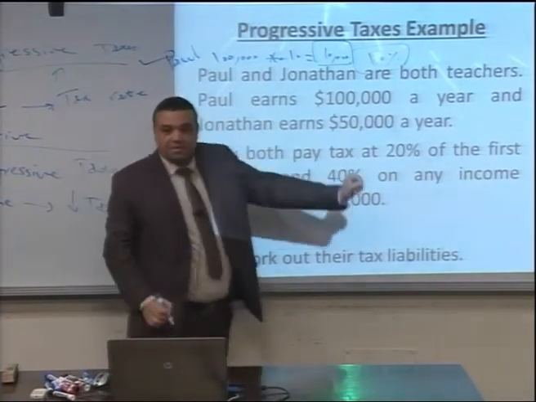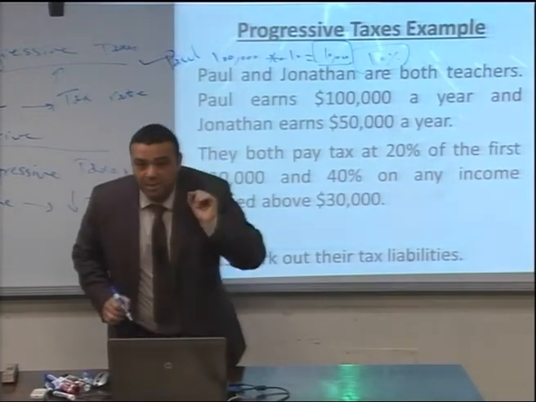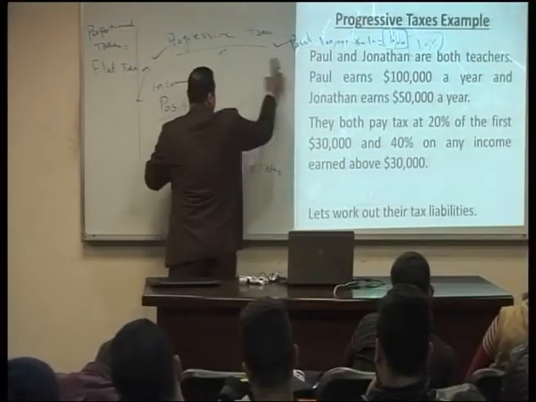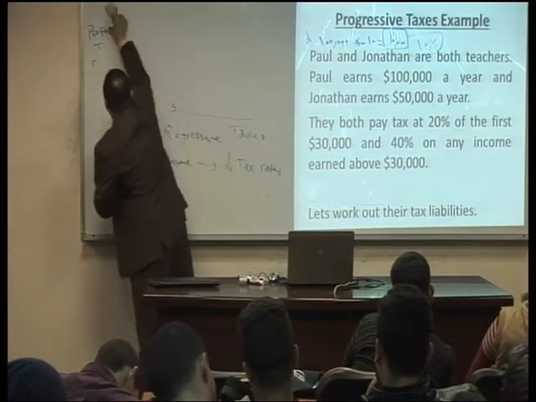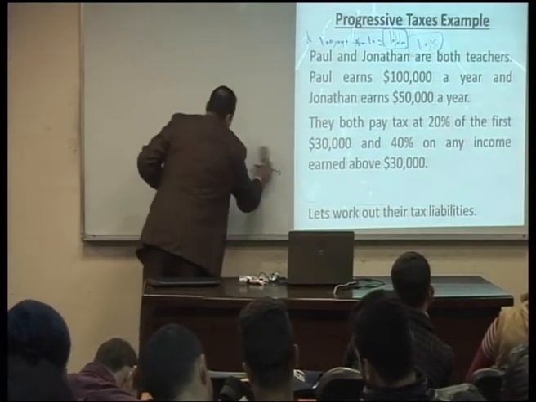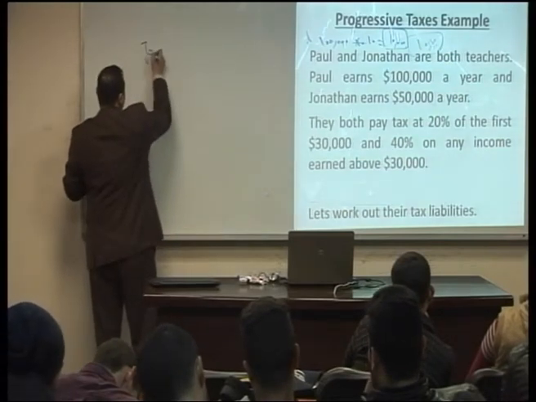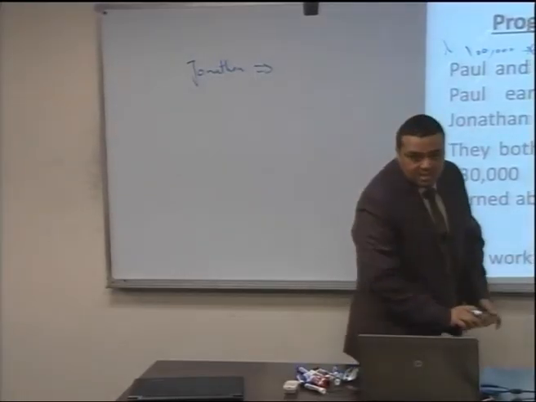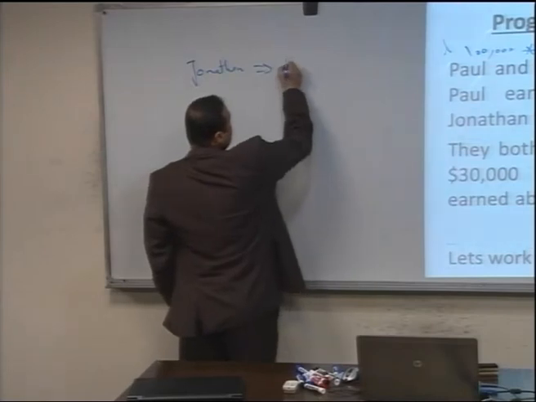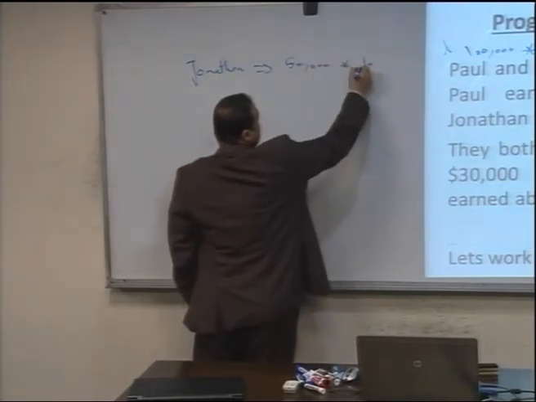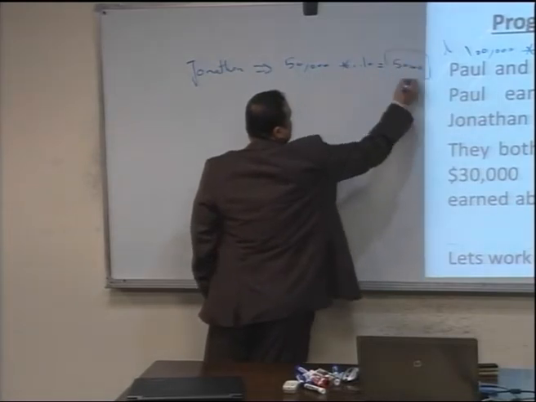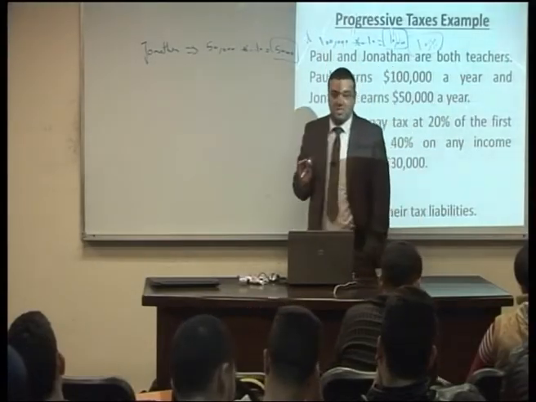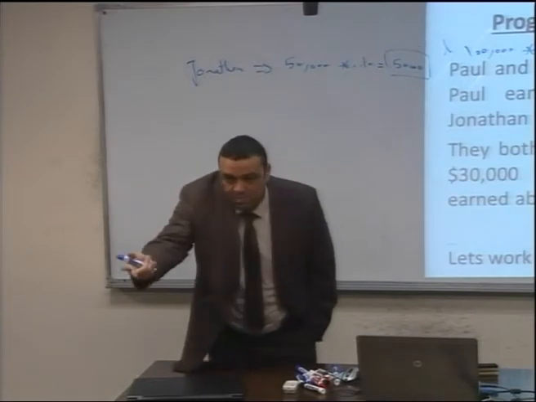What about Jonathan here? Jonathan should pay 50,000 times 10%. It's a lump sum here, or fixed taxes on the gross income. So, for Jonathan, under the flat tax or the proportional tax, he has to pay 50,000 times 10% equals $5,000. Okay? So, we have three types of taxes: regressive taxes, progressive taxes, and proportional taxes.